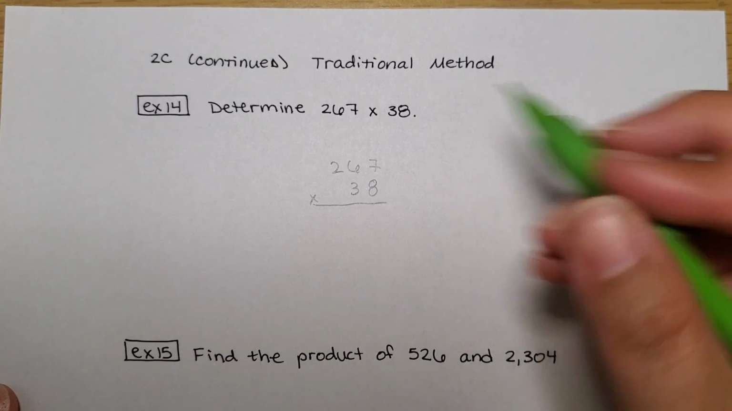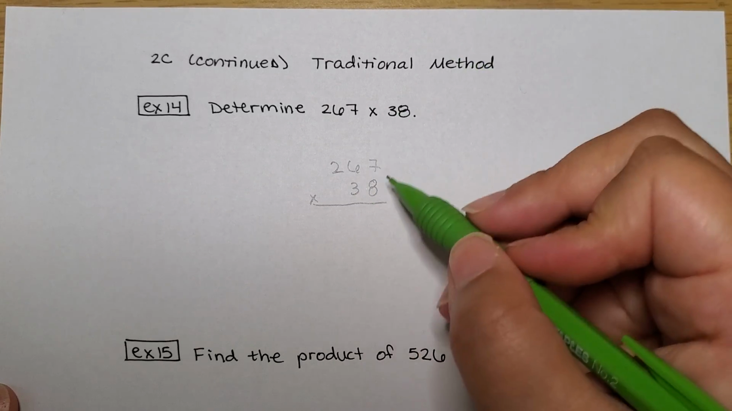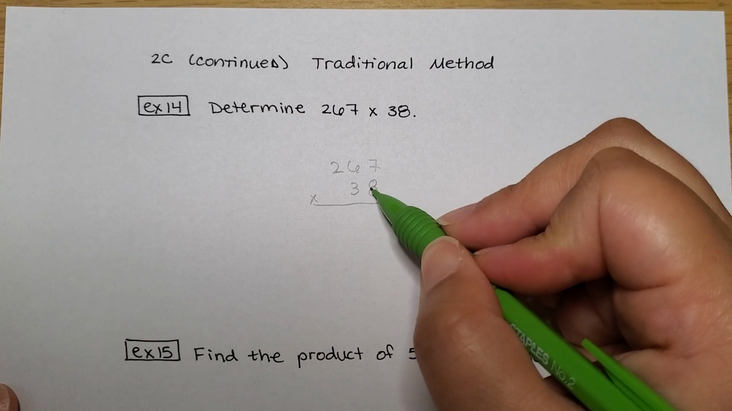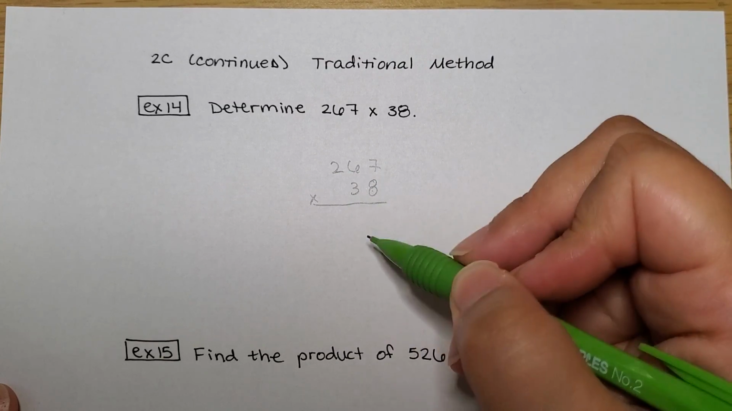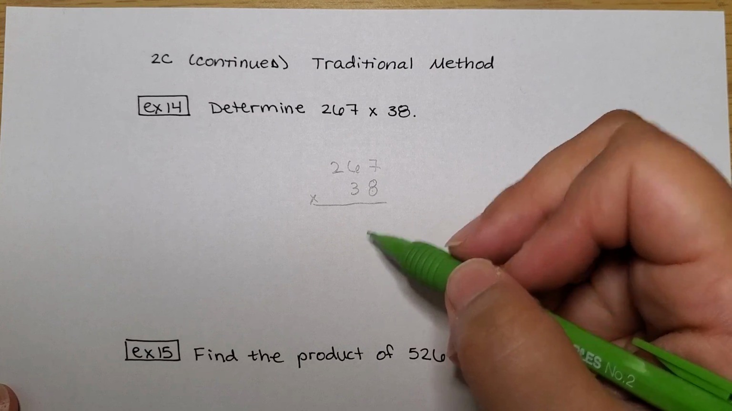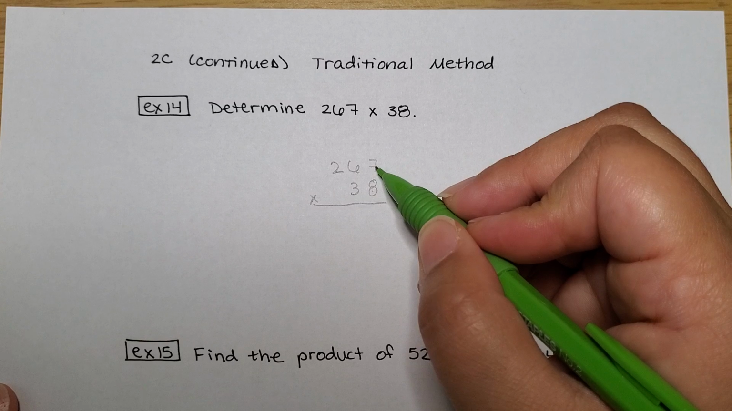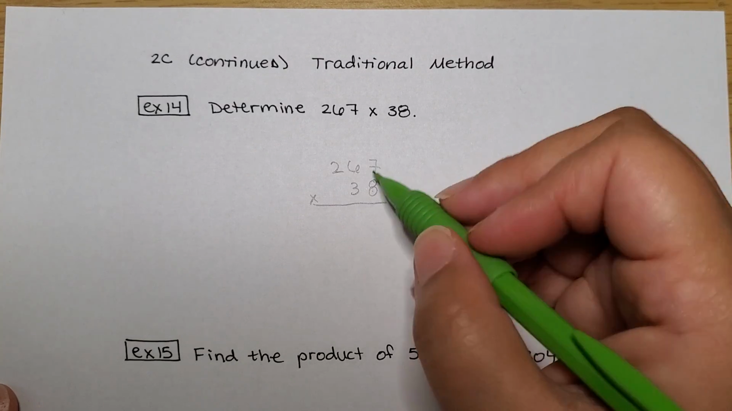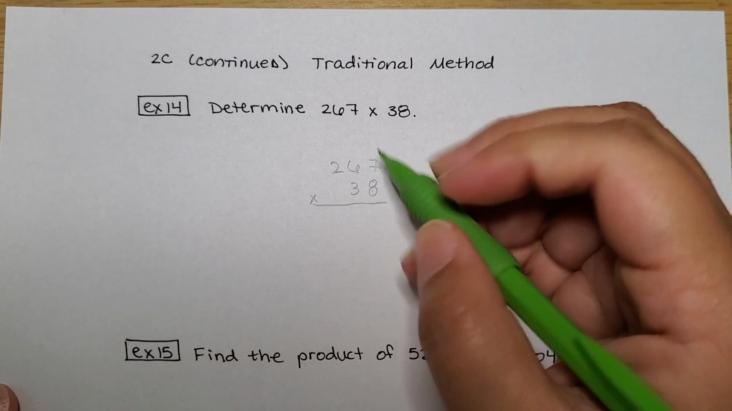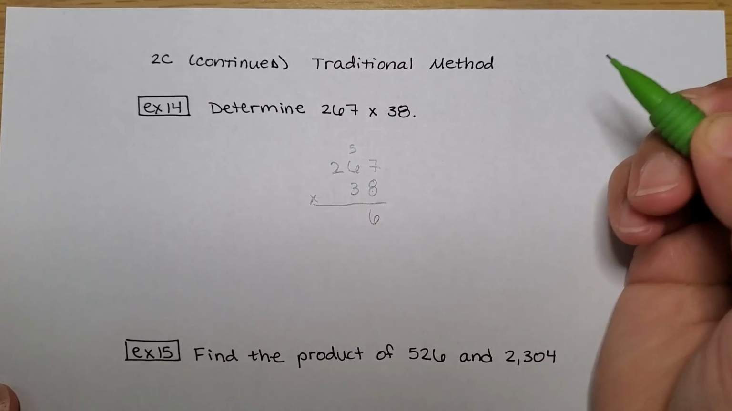Now, what I'm going to do is pretend like this 3 doesn't exist. And I'm going to multiply 8 by 7, 8 by 6, and 8 by 2. So you pretend like that 3 doesn't exist at all. So we have 8 times 7, which is going to be 56. Now, just like when you're adding, we do have to carry. So 8 times 7 is 56. We write the 6 underneath, and we carry the 5 into the next column.